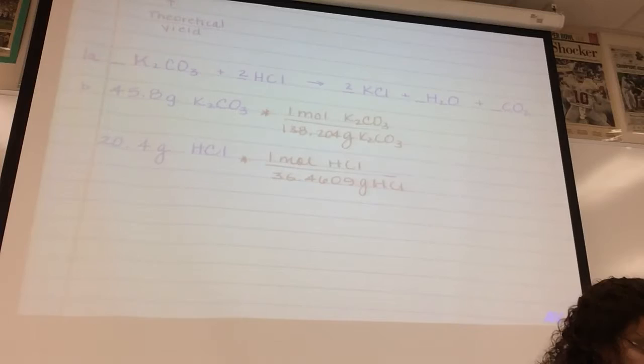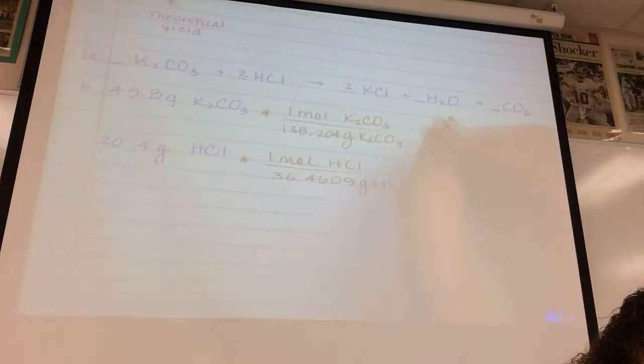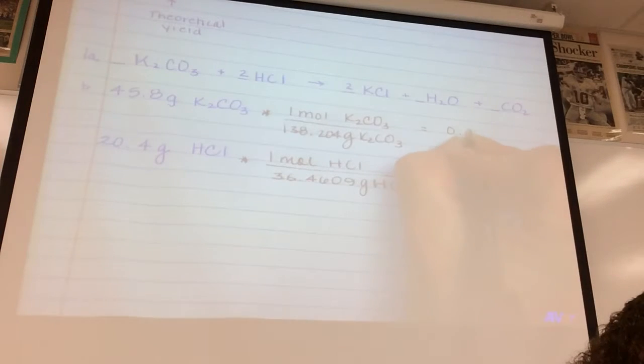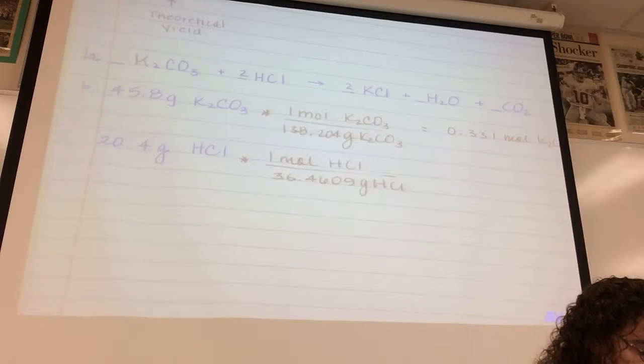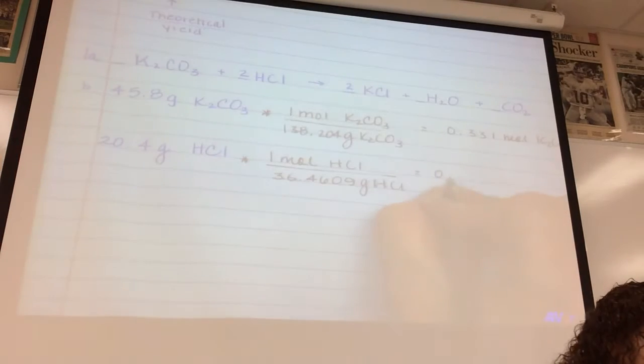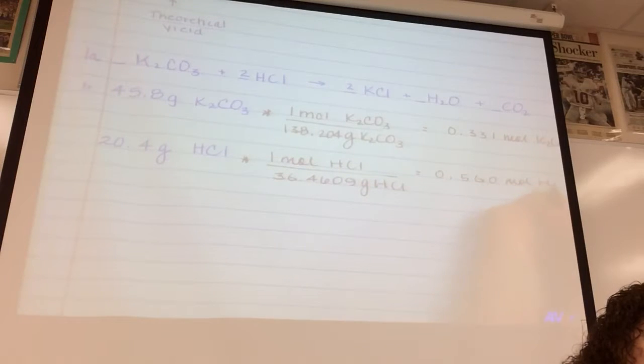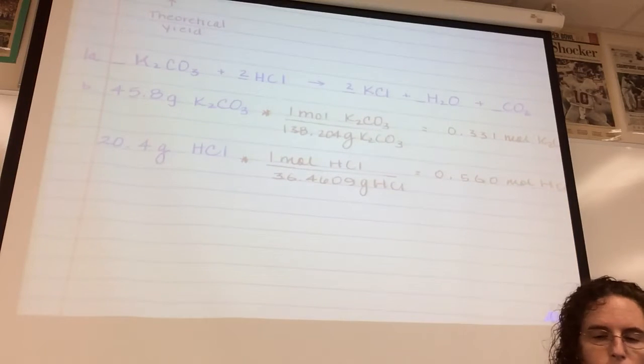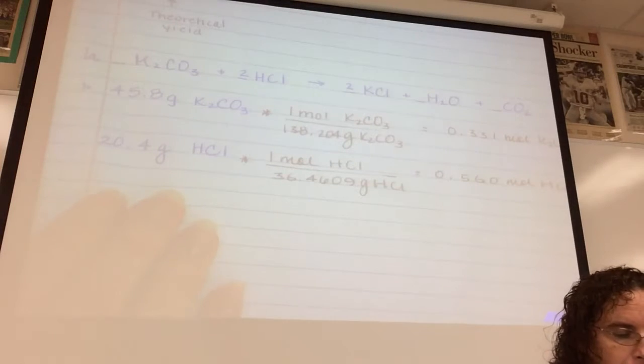And this we did the other day. If you did your classwork through number 6, you should be very comfortable with this concept. If not, I highly recommend you do it before tomorrow, so if you have any questions, we can address them. So now I have moles of each reactant.